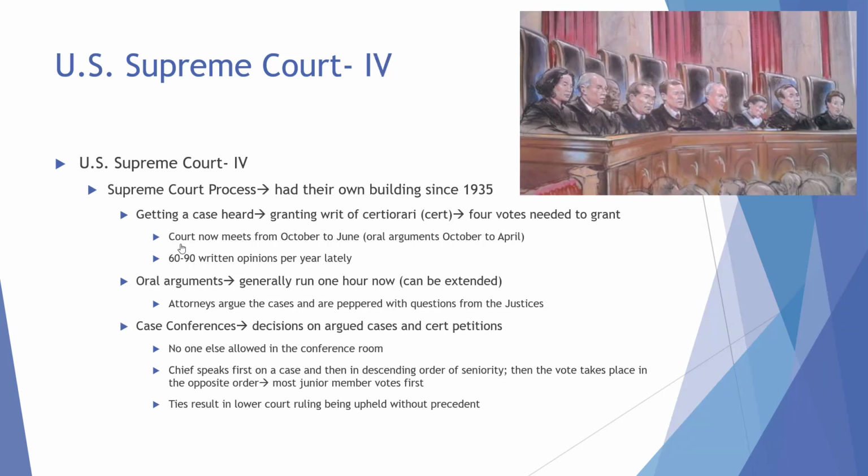So the process, they've had their own building since 1935, as you saw there, getting a case heard. We're going to cover this in more detail later, just to let you know. What you need is a writ of certiorari. The key thing is that it takes 4 votes to what we call grant cert. So it's meant to be where the majority of the court can't control the docket.